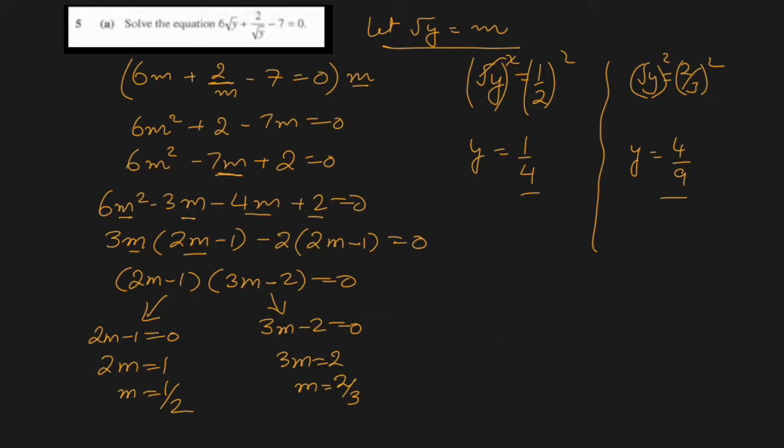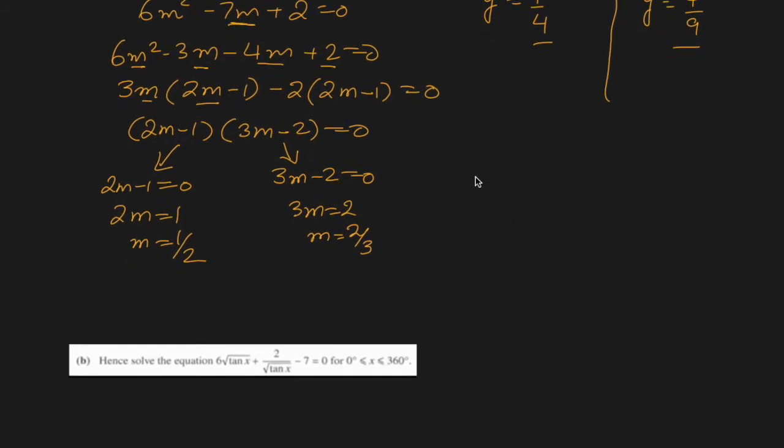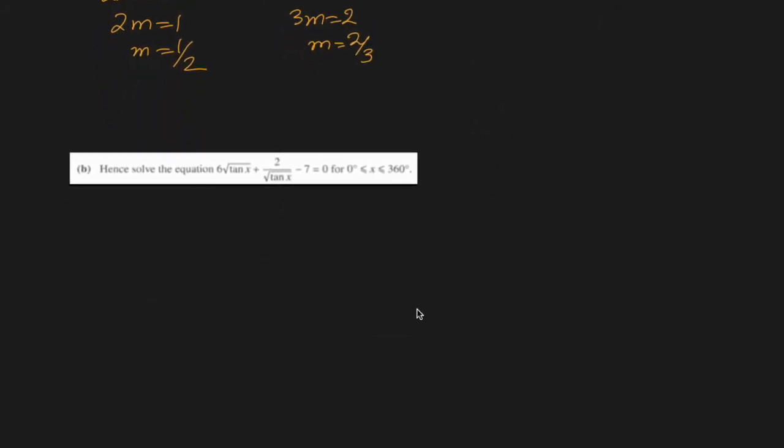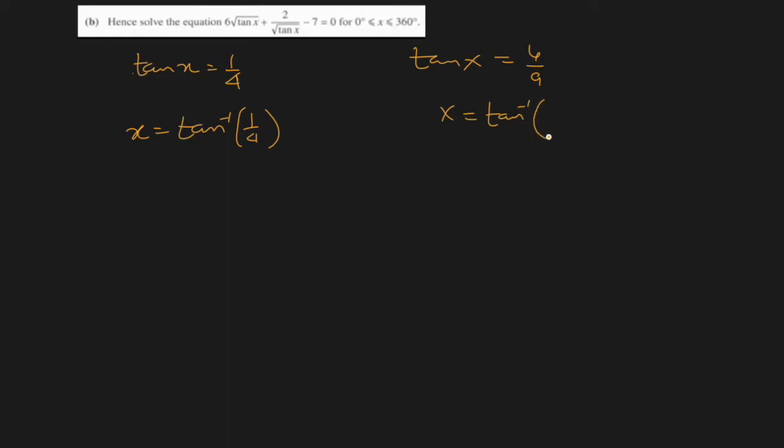Okay, so let's move on to the B part, which is this. Exactly same equation, but in place of y we have tan x. That means the solutions from the previous part can be used here. Tan x equal to 1 over 4 and tan x equal to 4 over 9. So x will be tan inverse 1/4. Luckily it is positive. So similarly here it is also positive, tan inverse 4 over 9.